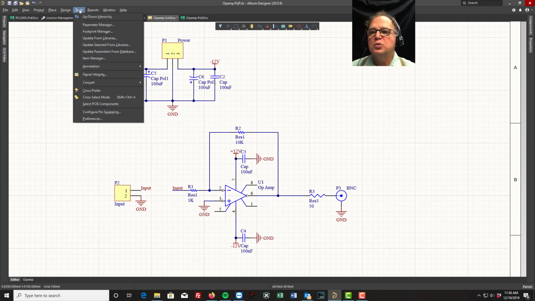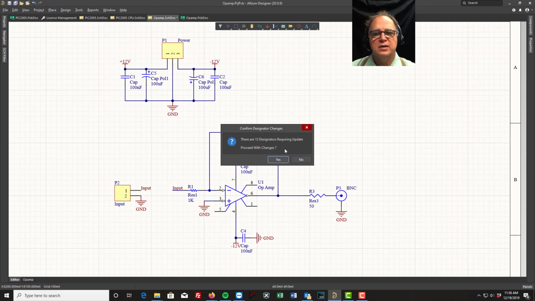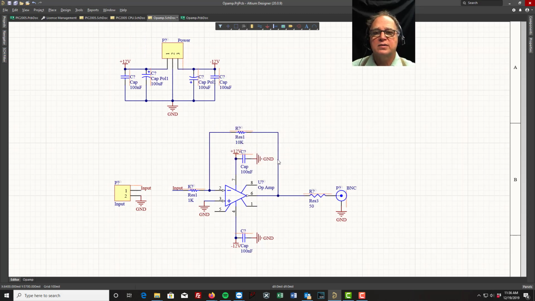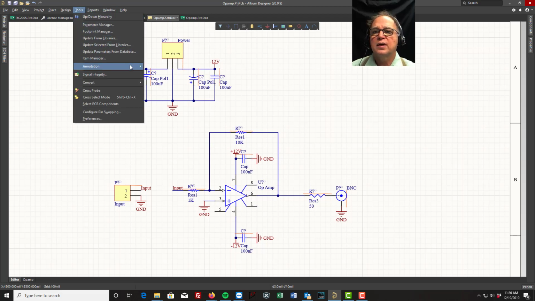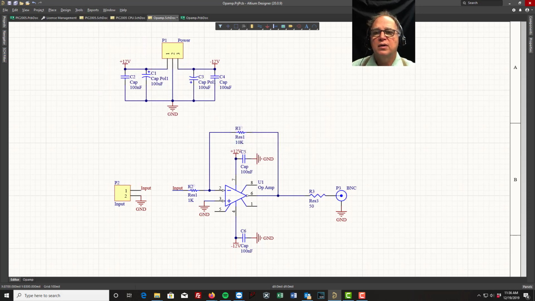I'm going to go back to my tools and go to the annotation and say reset all the designators. There's 13 designators. What do I want to do? Do I want to reset them? Yes. Now look, they're all question marks. Now I'm going to tell it annotate all schematics quietly. Right, here we go. Boom. Change them all. Now I got them in order, right? I can see them in order. This is a lot better. Well, I have 1, 2, 3, 4 up here.